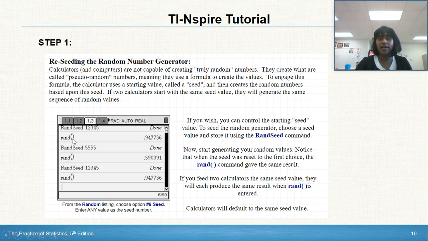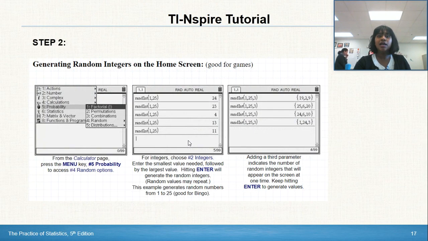As you can see, if the calculator starts with seed 1, 2, 3, 4, 5, everybody's random numbers are the same. So if I plug in any other 4 or 5 digit number, my seed changes, so my random numbers change. That's why true random number generators don't actually exist as of yet.